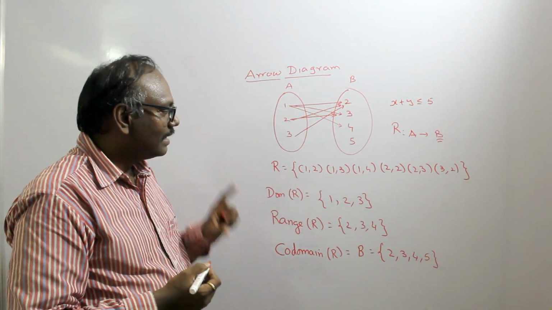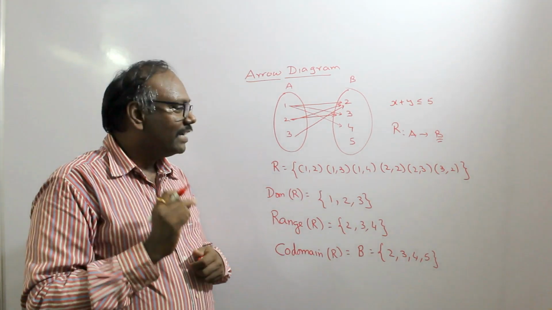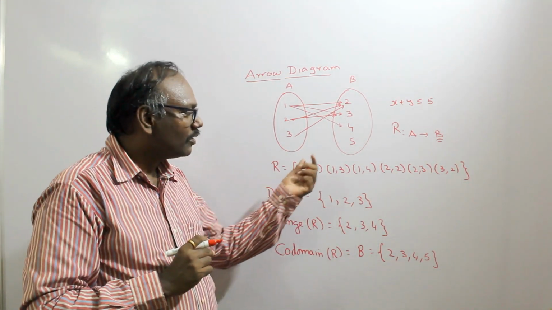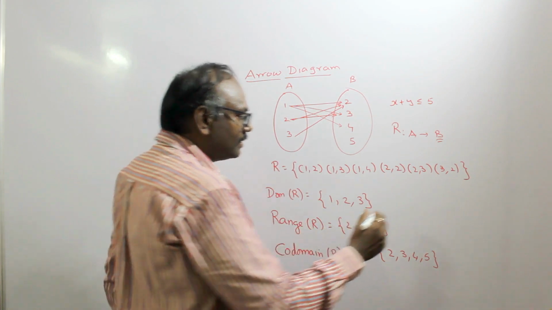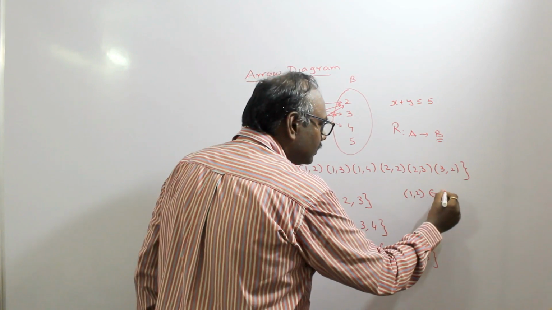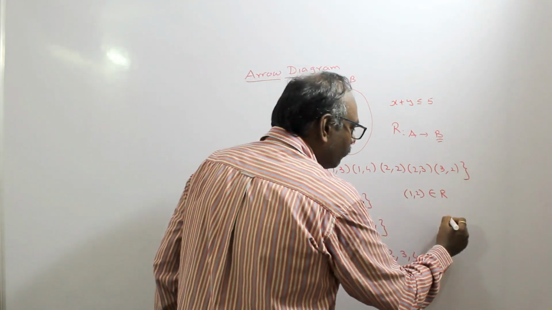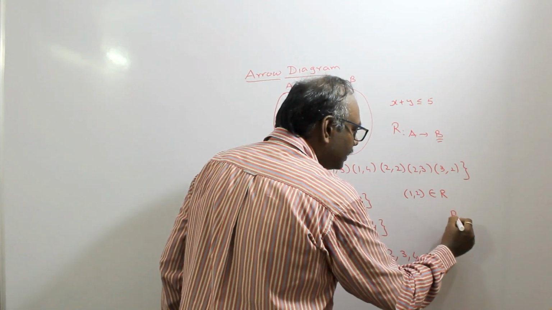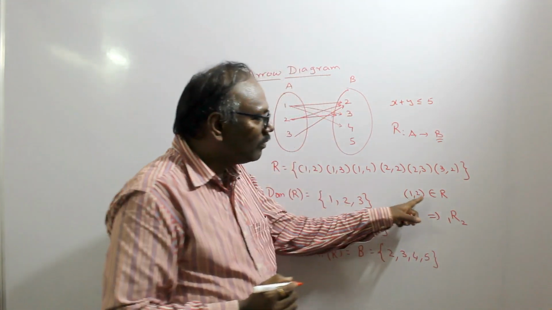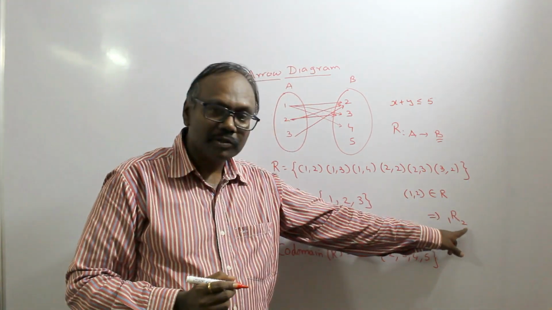So after understanding what is domain, range and codomain, now a very important point is, if you want to write that any ordered pair belongs to a relation, we write it as (1, 2) belongs to R. This can also be written as 1 is R related to 2. So both mean the same. So if you write (1, 2) belongs to R, this implies 1 is R related to 2.